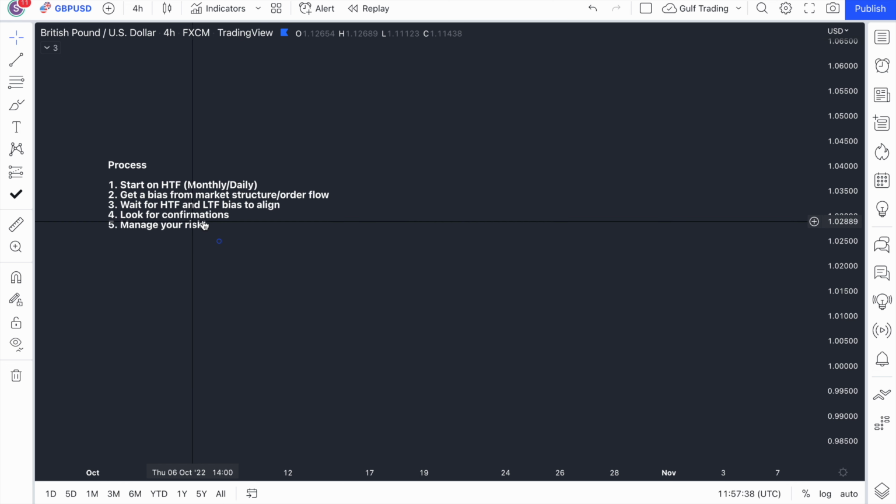And then you're going to look for your confirmations, which I'll give a few examples. And obviously just step 5, kind of a main step as well, manage your risk. Don't overtrade, know where your stop loss is going to be and where your take profit is going to be, and then just let it play out.